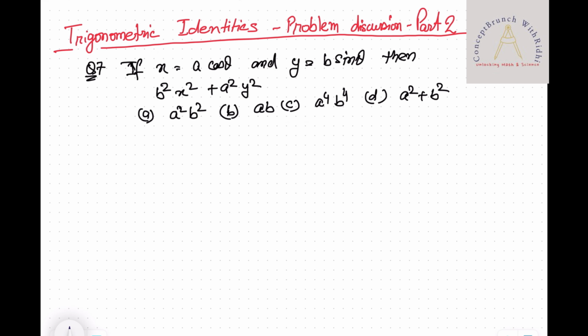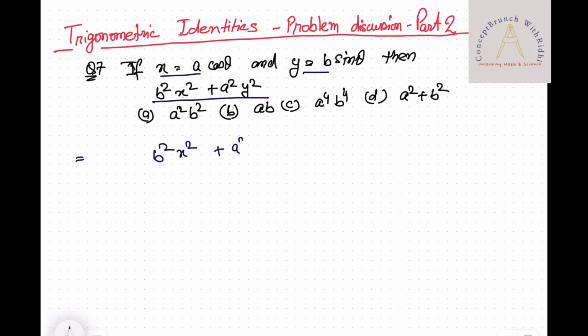Okay. This is our 7th question. Let's find out this value. Over here, we have to find out this value, right? And the value of x and y is given. Let's do this. So the question says b squared x squared plus a squared y squared, right? Let's put this x value and y value here. So b squared, x value is what? A cos theta whole square plus a square, b sin theta whole square, right? So it's going to be what?